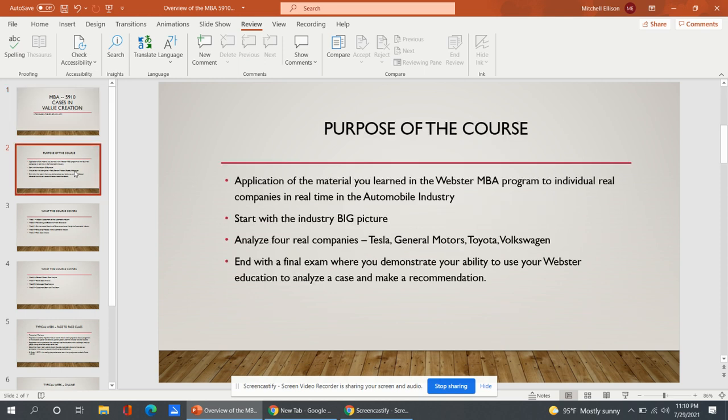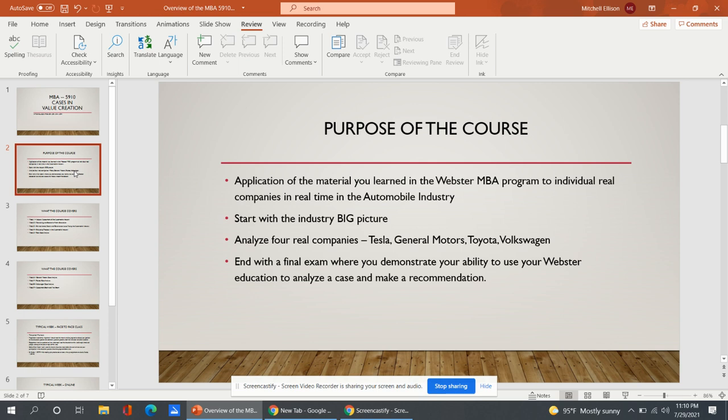The first slide is the purpose of the course. When we designed this course, what we wanted you to do as students is apply the material that you learned in your previous courses. In 5910, you apply it in cases. In 5920, which is your capstone or last course, you're actually going to behave as consultants with a real company that Webster negotiates with and do a real project for a real company. So the purpose of this course is kind of a prelude to you actually applying the material in a consulting situation.